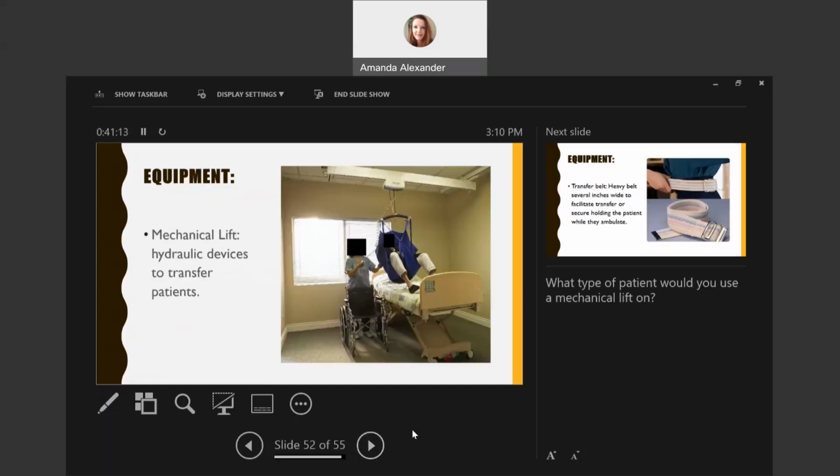Other important equipment that we have to know how to use, and this is very important to understand, is our mechanical lifts and who we would use them on. You would want to use a mechanical lift on someone that does not have the strength to move themselves, so they cannot assist you in any way. These are used on our patients that may have major injuries or weaknesses that, like I said, they cannot help you move from one surface to another.